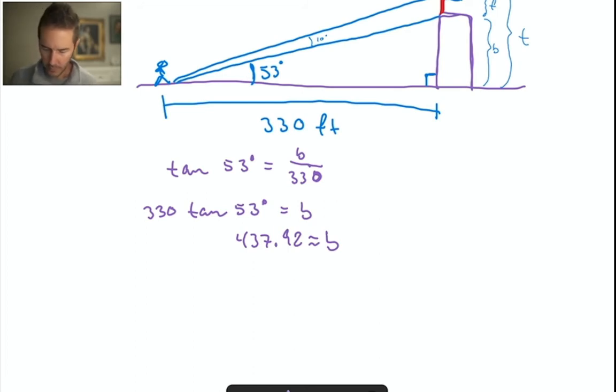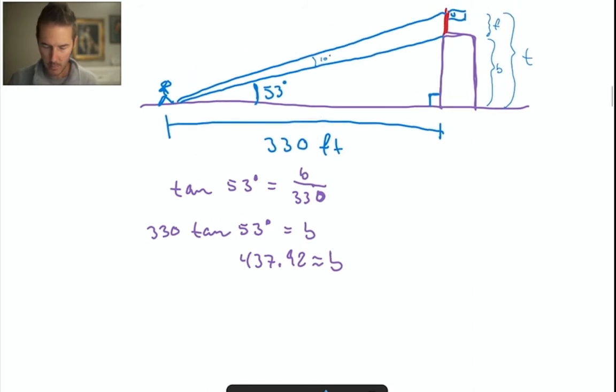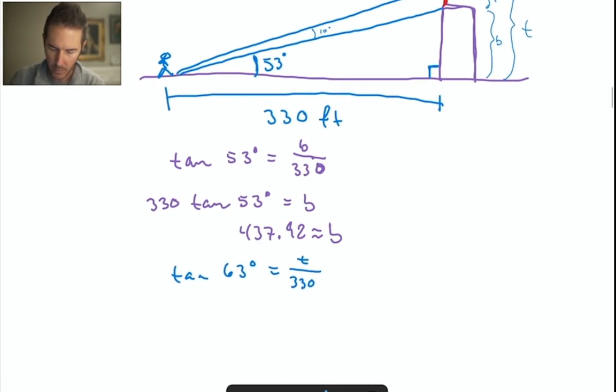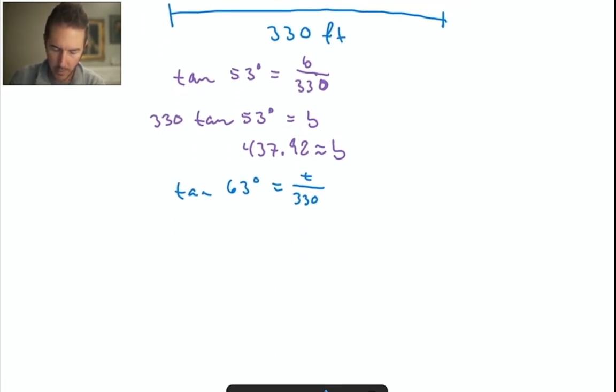All right, then let's go through a similar process and see if we can find t. This time, the tangent of 63 degrees will be equal to opposite, which is t, divided by adjacent, which is the 330 again, and we'll multiply both sides by 330.